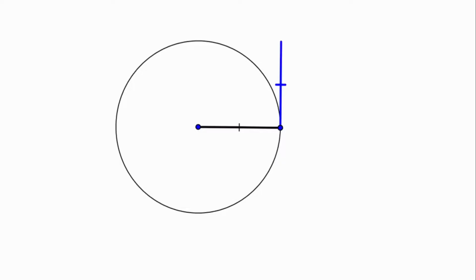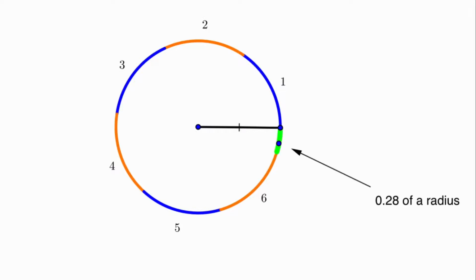Let us see how many times will a radius wrap around the circumference of a circle. That blue line is equal to the radius of this circle. 1, second radius 2, third, fourth, fifth, 6r, and little part is left which represents 0.28 of a radius. So totally we have 6.28 radius along a circle.